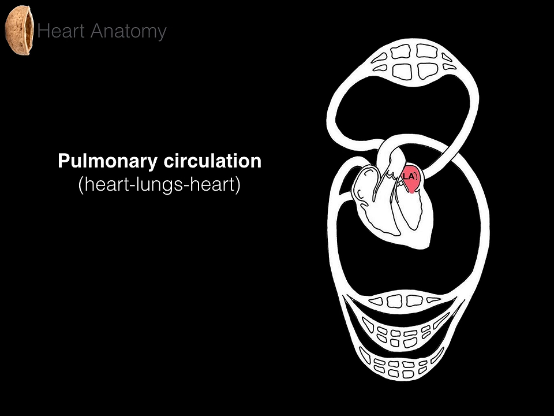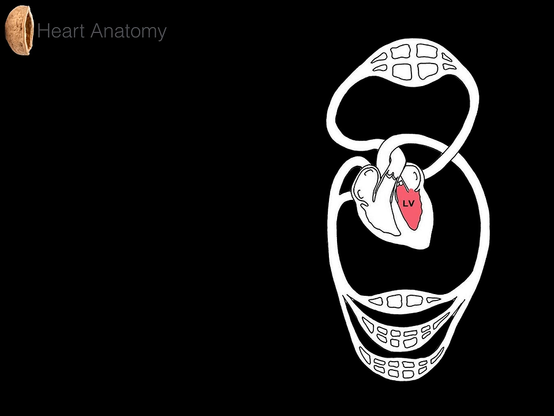The pulmonary circulation is blood flowing from the heart to the lungs, back to the heart. Right ventricle, pulmonary capillaries, left atrium. That's pulmonary circulation. Now, the oxygenated blood flows through the mitral valve into the left ventricle, and the left ventricle pumps this oxygenated blood through the aortic valve into the aorta and systemic arteries.